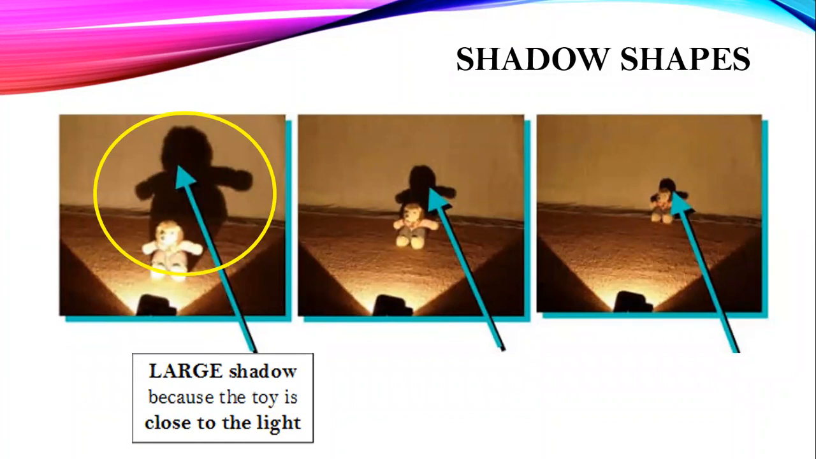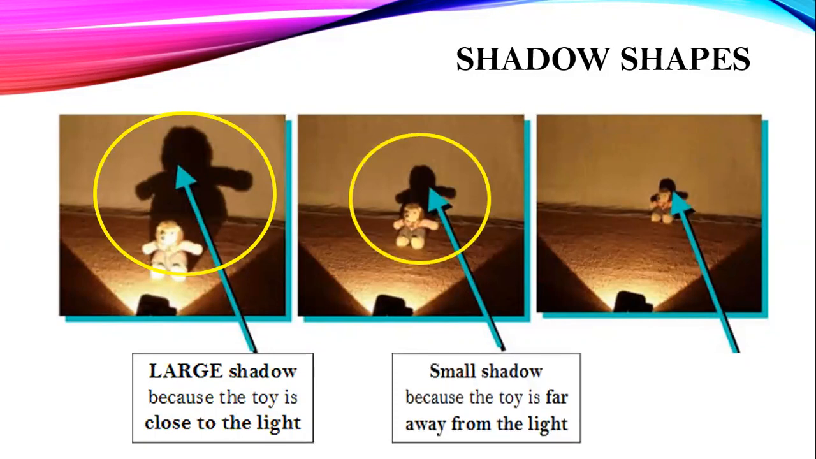What about the second picture? What do you think? We didn't change the position of the light source. Please take care. We keep the light source fixed in its position, but we are going to change the position of the toy, or of the object. So in the second picture, we will find out that the shadow starts to become smaller as the toy moves away from the light. In the second picture, we have a small shadow because the toy is far away from the light.